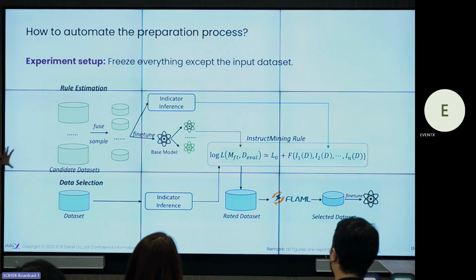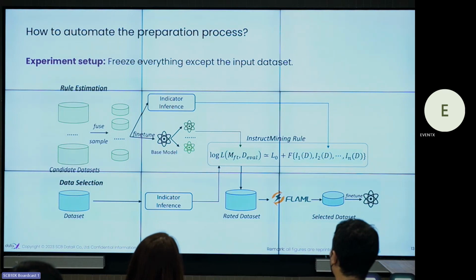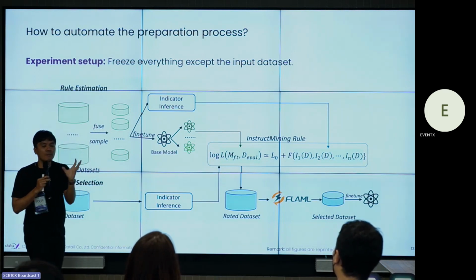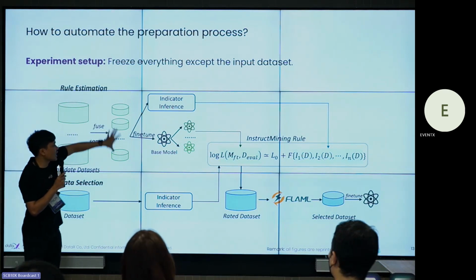So what if we have an automated process to curate or make a high quality data set? Isn't it good? So the idea here from InstructMining is that if we freeze everything in the setup and just change the data set as the input, the loss obtained from the fine-tuning process can be implied as the quality of the data set. So we collect some candidate data sets here, and we have some sampling technique to prepare data sets of equal size.